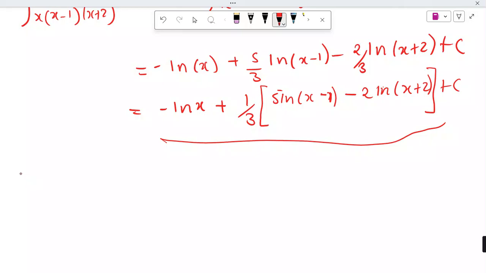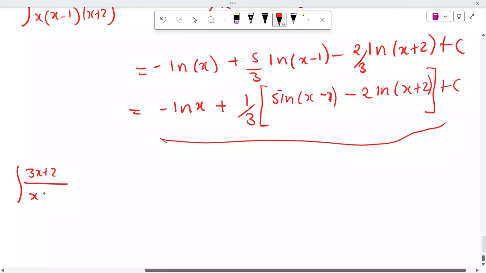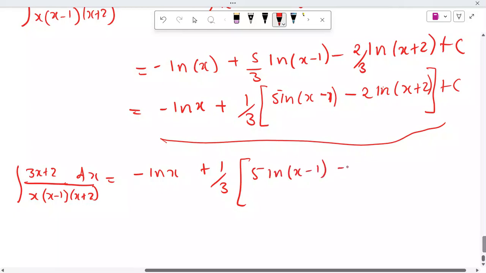So I'll just write it: the integral of 3x plus 2 over x minus 1, x plus 2 dx equals. Wherever you are integrating, if they didn't give you the limits, you add plus c.